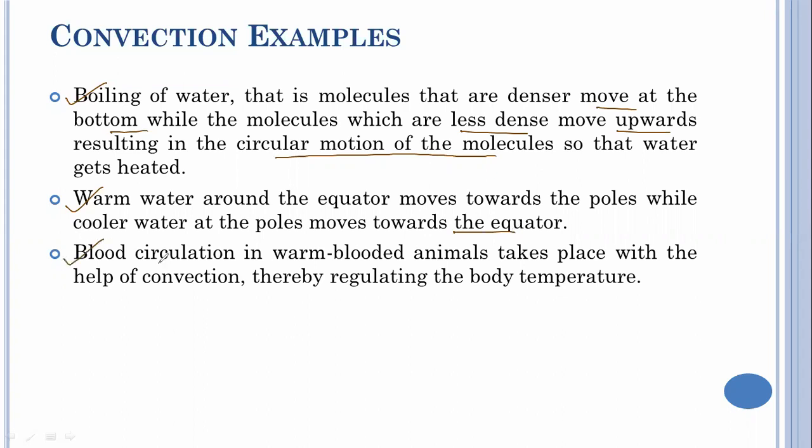And the third example is blood circulation in warm blooded animals. How does blood circulation take place in warm blooded animals? It takes place with the help of convection, thereby regulating the body temperature. So these are some examples of convection. Basically you can simply remember the boiling of water, how it takes place. That is the best and a very good example.